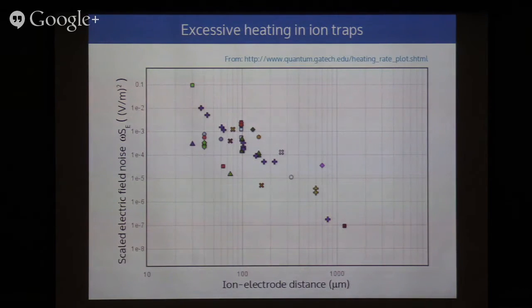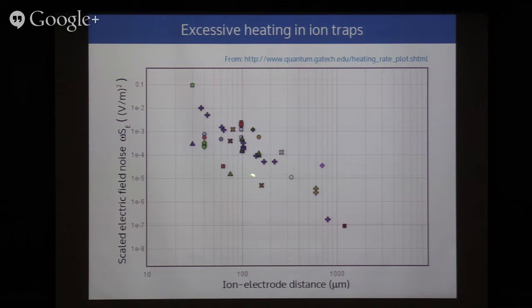And so people put a lot of effort into characterizing what we call the heating rate of ion traps. They measure how fast these ions heat up. And they've done so as a function of how far the ion is from the electrode. What you can see is the closer you come, the more noise there is, and that's kind of what is expected. The interesting thing for you to realize is that each of those data points is probably a PhD thesis. So it's kind of a tedious business.